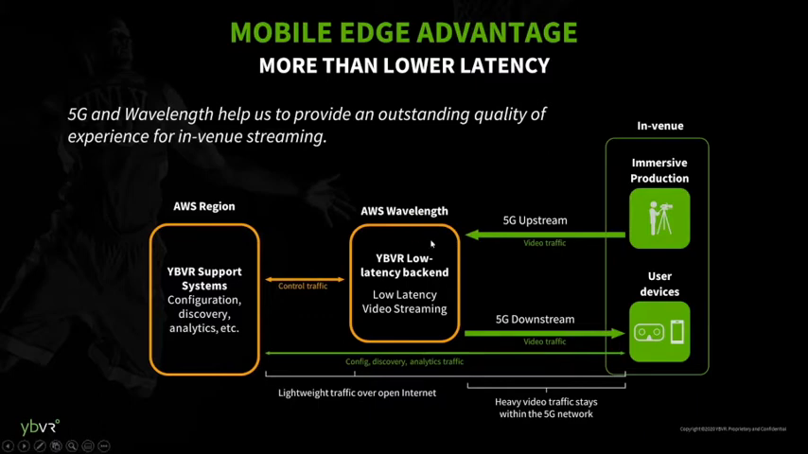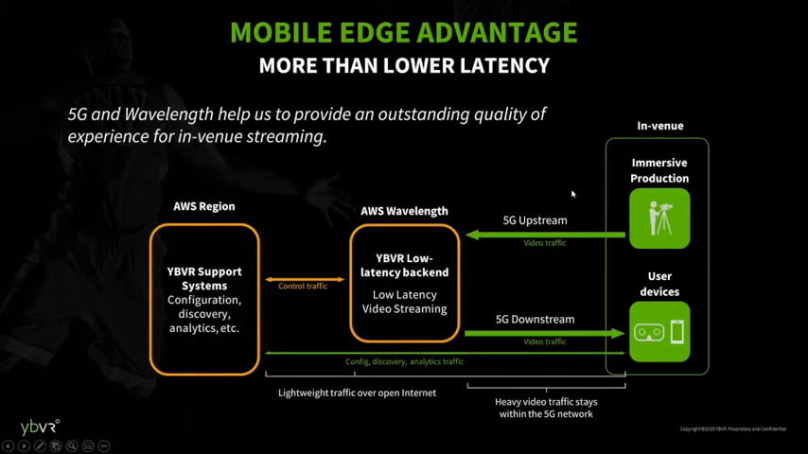And on the Wavelength zone is where we do the video streaming. The Wavelength zone is dedicated for us to do the heavy lifting of moving the video from the venue and back to the devices. And here we can see that in the venue, we really have two very distinctive types of activities. We have the production, where we have the cameras, the preparation, sending the video up to the cloud, and we can do a 5G upstream for this.